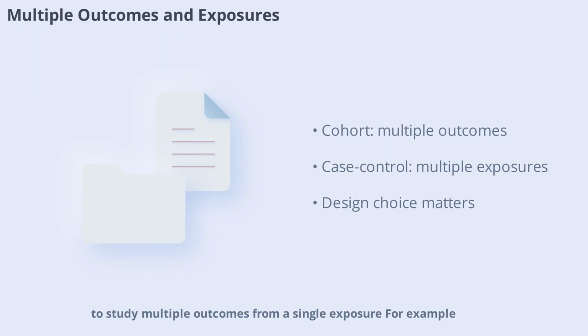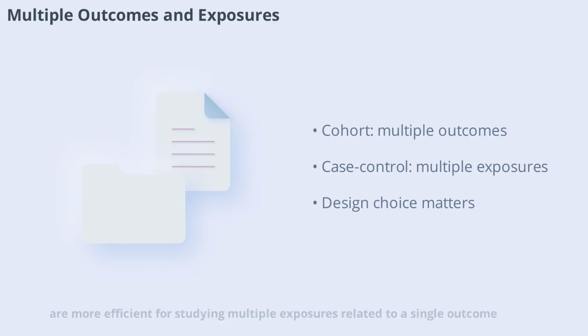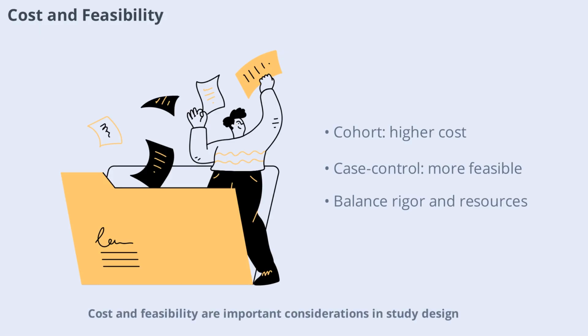Cohort studies are particularly useful when researchers want to study multiple outcomes from a single exposure. For example, following a group of smokers can reveal not only lung cancer risk but also risks for heart disease and stroke. Case control studies, on the other hand, are more efficient for studying multiple exposures related to a single outcome.